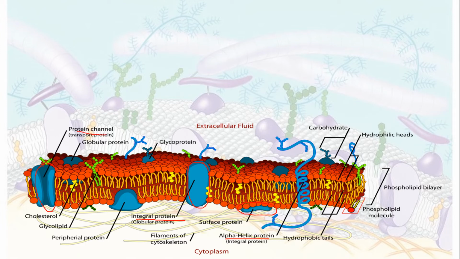These are protein channels. The alpha helix protein is the major category of transmembrane proteins, and most of the helical domains are hydrophobic in nature, or we can say non-polar, thereby span the hydrophobic region of the lipid bilayer. Next, the globular protein.